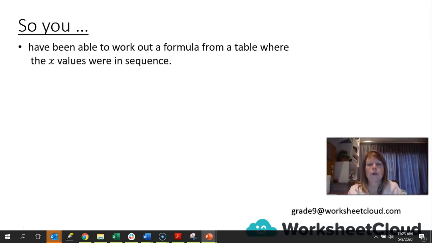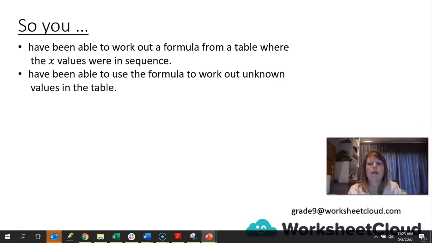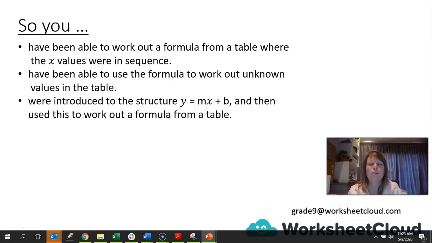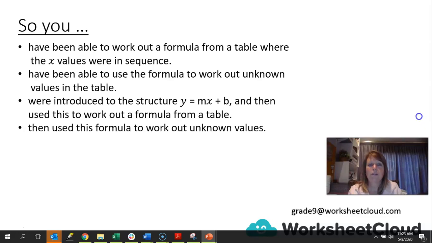Okay, you have been able to work out a formula from a table where the x values were in sequence. Remember that right in the beginning, lesson 1. Then you've been able to use the formula to work out unknown values in the table. You were introduced to the structure y is equal to mx plus b, and then you used this to work out a formula from a table. You then used this formula to work out unknown values.